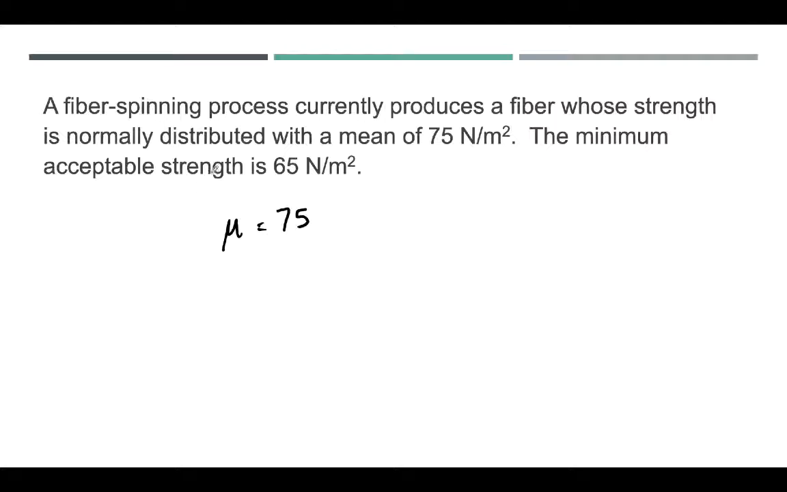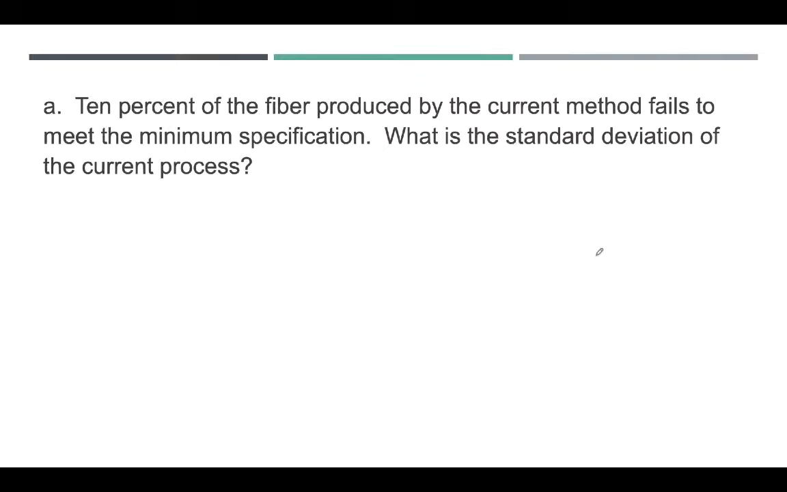And this is saying the minimal acceptable strength is 65 newtons per meter squared. So if our value is less than 65, then it's below acceptable. Okay, but there's actually no question here, just some information. So let's move on to look at the question.